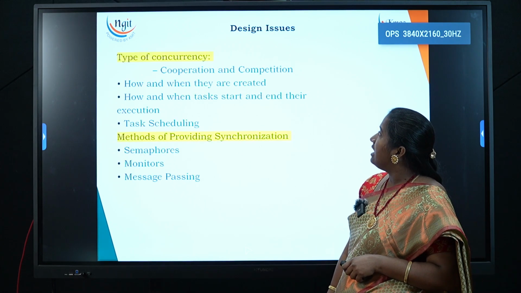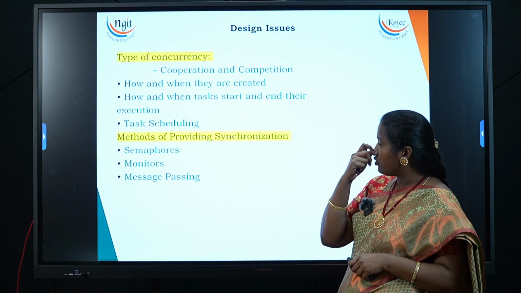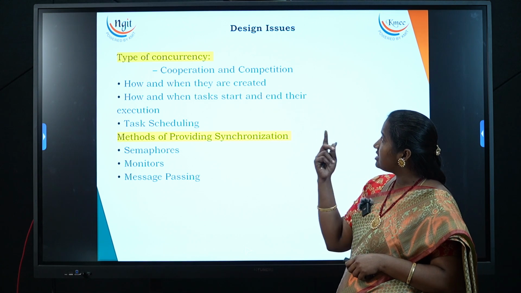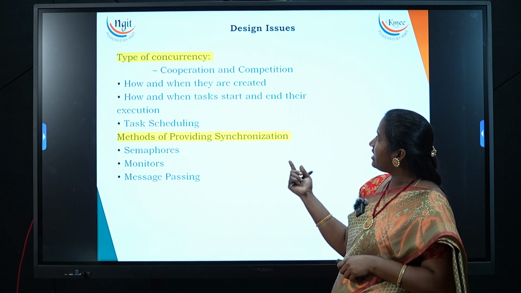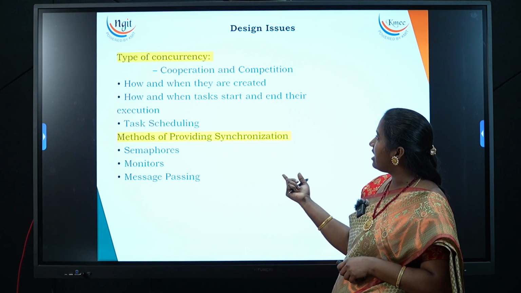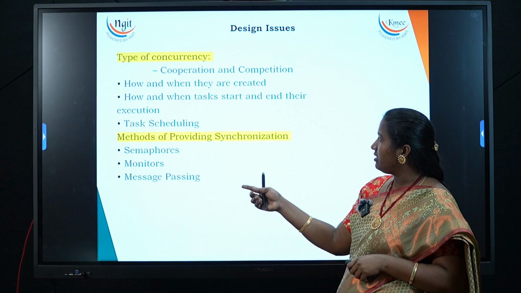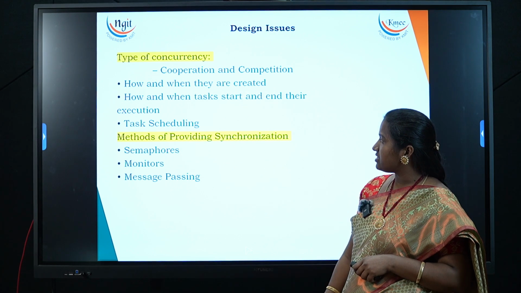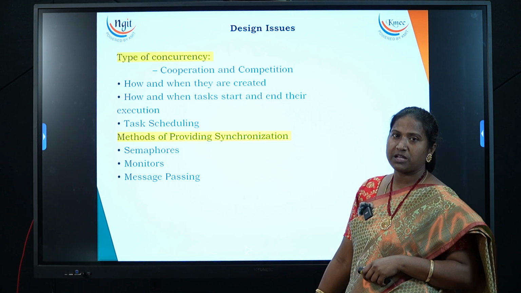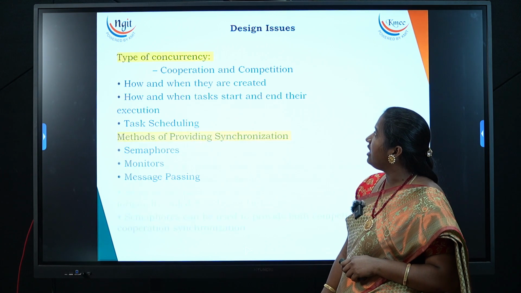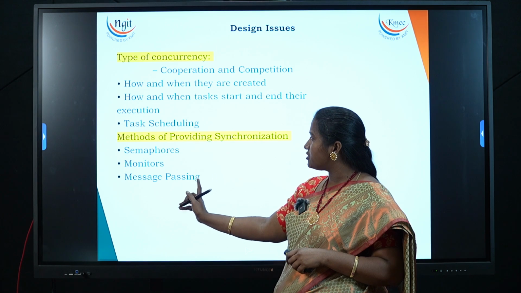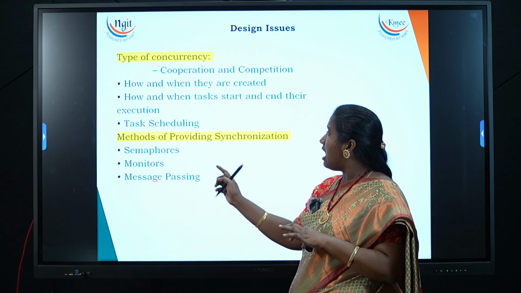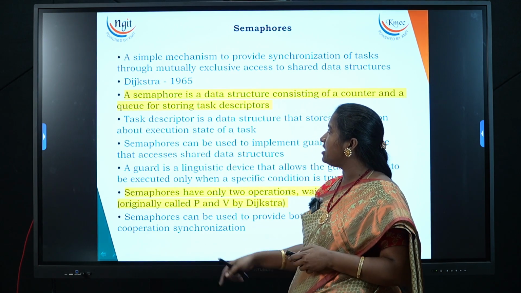Now there are two design issues we have to go through. Types of concurrency, we discussed cooperation and competition, how and when tasks are created, how and when tasks start and their execution, task scheduling, and methods for providing synchronization: semaphores, monitors, message passing. We'll discuss semaphores, monitors, and message passing in the next video, and how these provide synchronization.